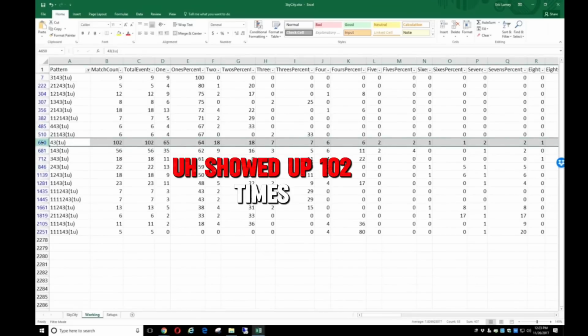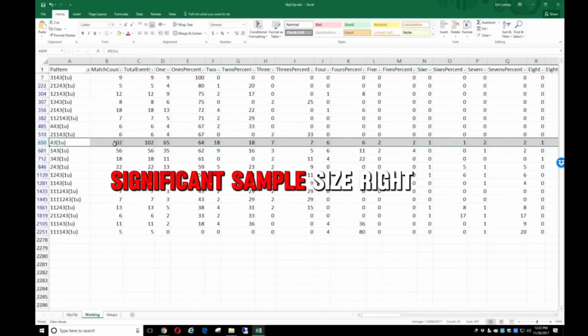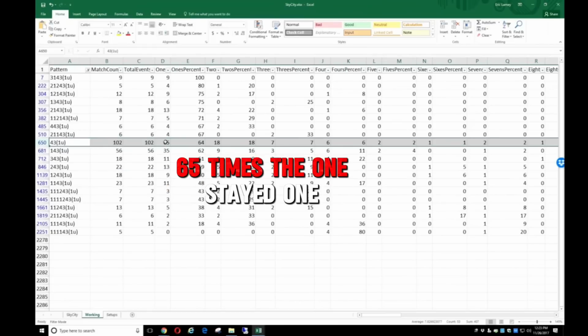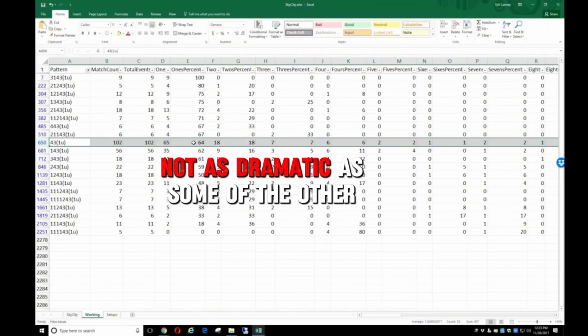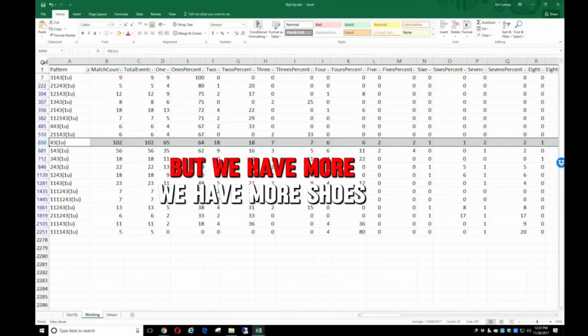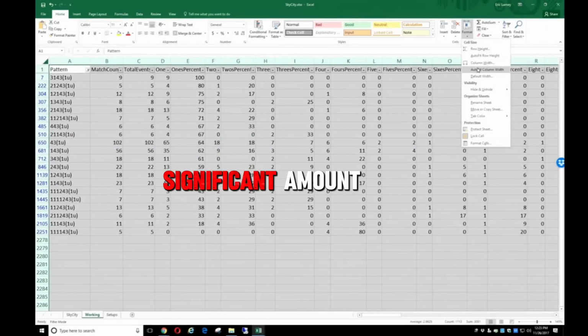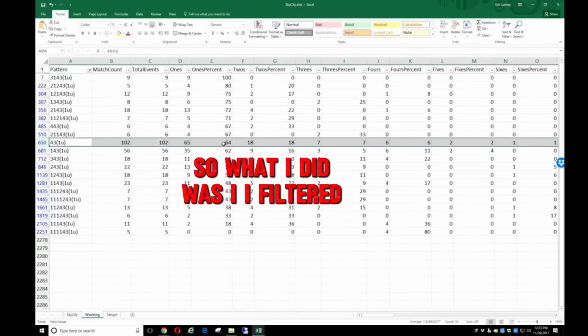It showed up 102 times, so significant sample size. 65 times, the 1 stayed 1, which was 64% of the time. Not as dramatic as some of the other numbers, but we have more shoes, and it still beats the math by a significant amount. Which is 64%. So what I did was I filtered this row.